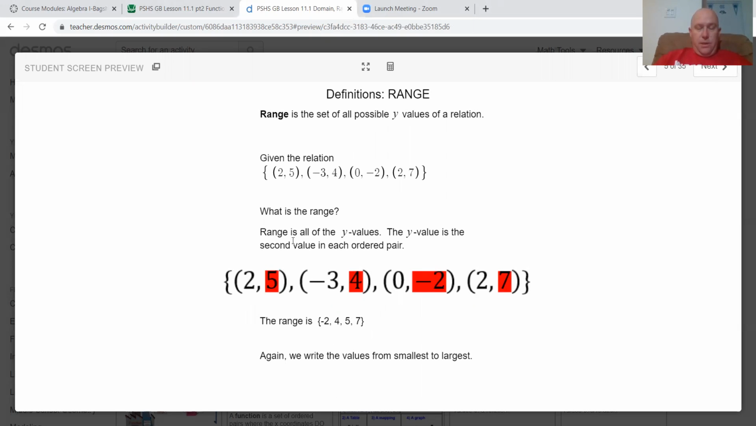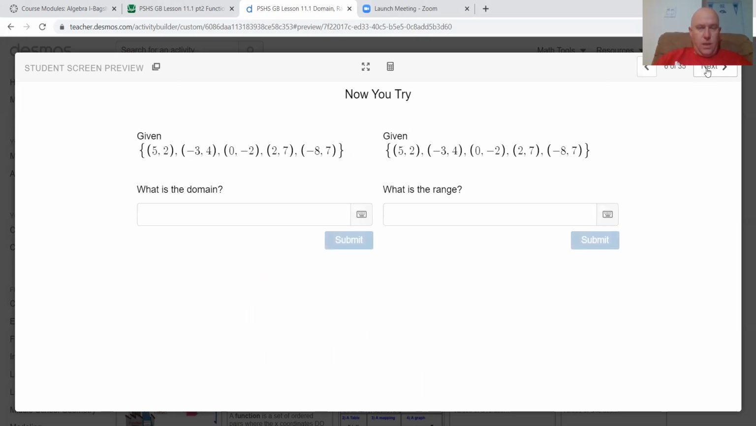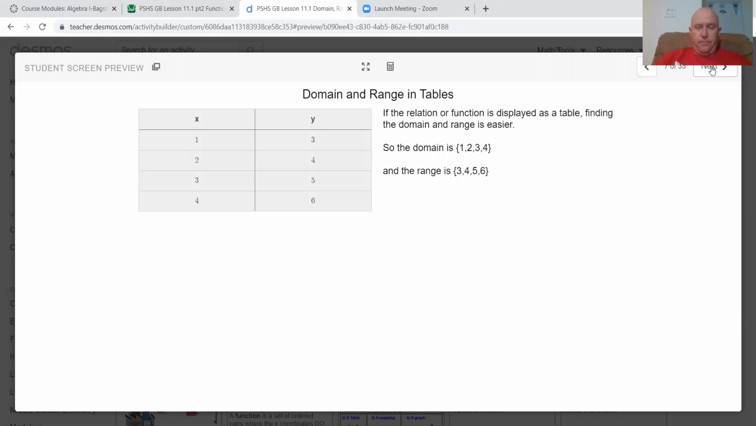For range, you're looking at the y values, so the ones that you can see highlighted here. And same thing, smallest to biggest, but no repeats. So negative 2, 4, 5, and 7. And then obviously you can practice doing the same thing here. So pay attention to the words. The domain is just the x values and you just put them in order, no repeats, and a range is the y values, same thing. Put them in order, smallest to biggest, and make sure there's no repeats.